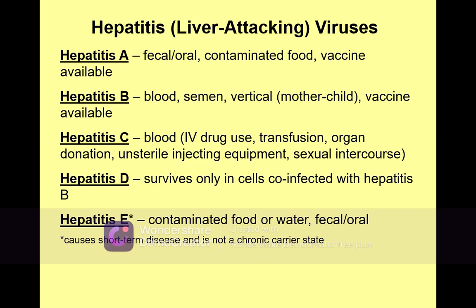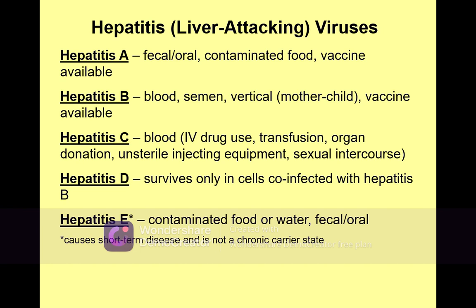Now, the liver-attacking viruses are called the hepatotropic viruses. They are hepatitis A, spread by fecal-oral contaminated food, vaccine available. All viruses are RNA viruses except hepatitis B, which is not an RNA virus, it is a DNA virus.